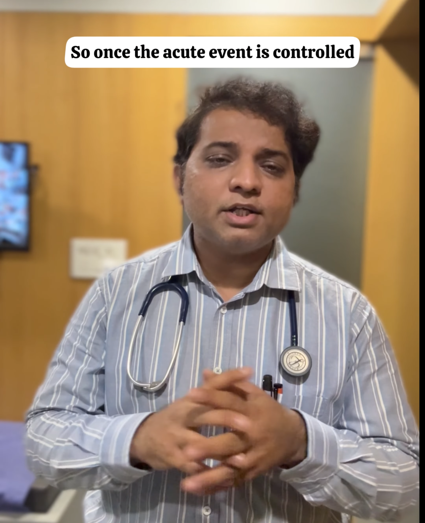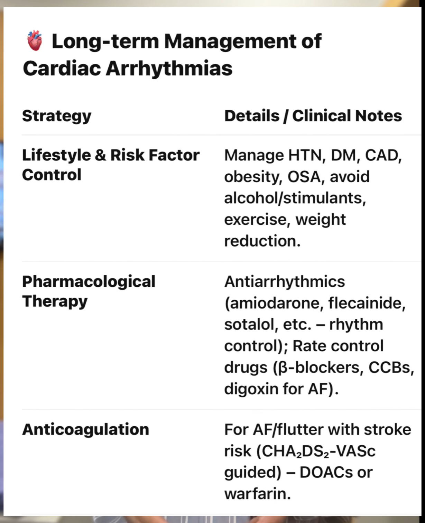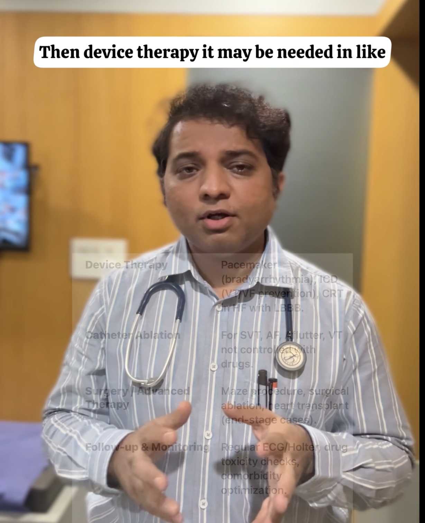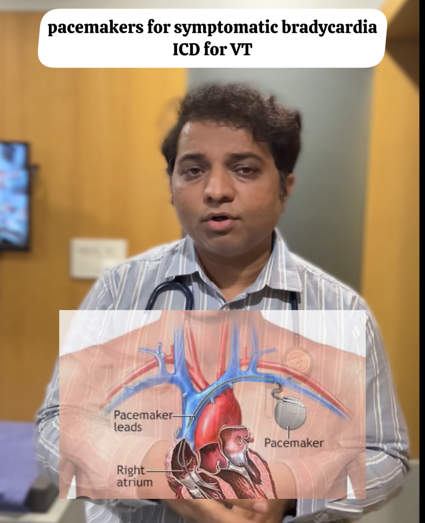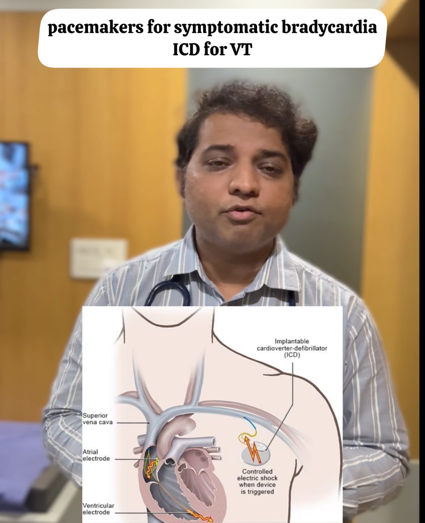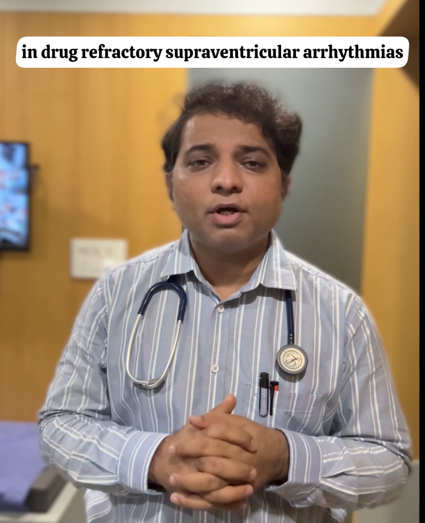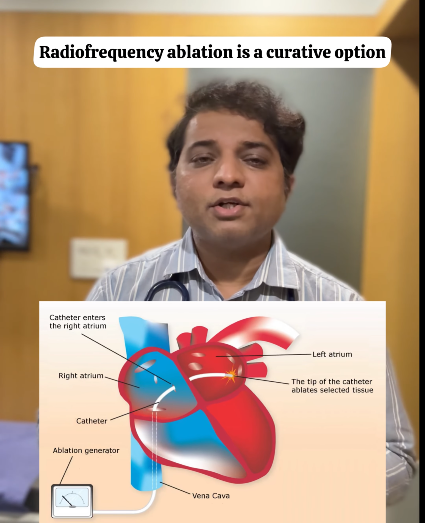Now step number 7, that is long-term management. Once the acute event is controlled, focus on long-term management. We have to identify and treat underlying causes like ischemia, thyroid disease, heart failure, or structural heart disease. Then decide on pharmacological therapy like beta blockers, calcium channel blockers, or antiarrhythmic drugs. Then consider anticoagulation in atrial fibrillation using the CHADS score. Then device therapy may be needed, like pacemakers for symptomatic bradycardia, ICD for VT or VF prevention, CRT in selected patients. In drug refractory supraventricular arrhythmias, radiofrequency ablation is a curative option.